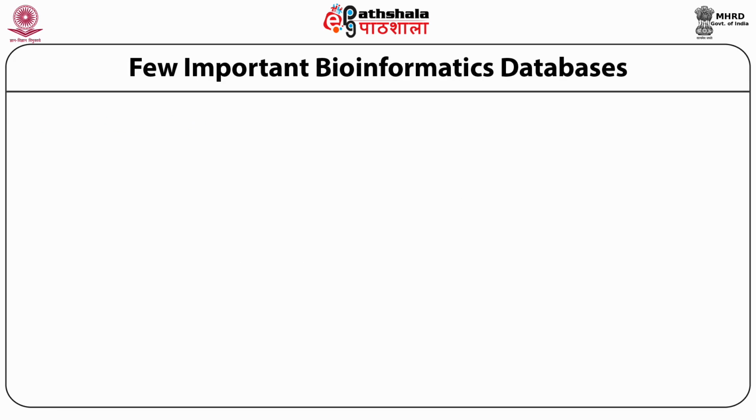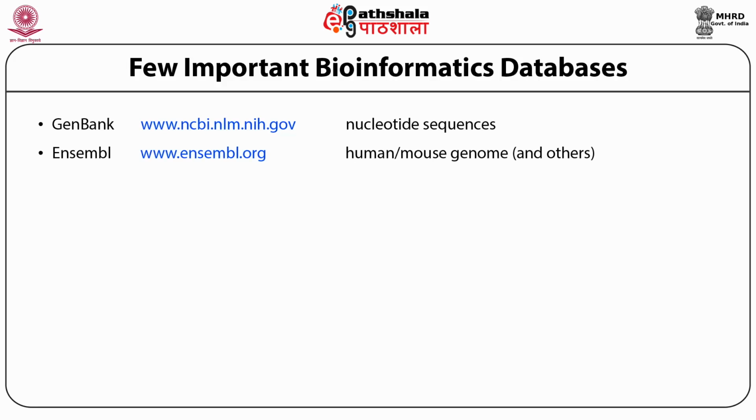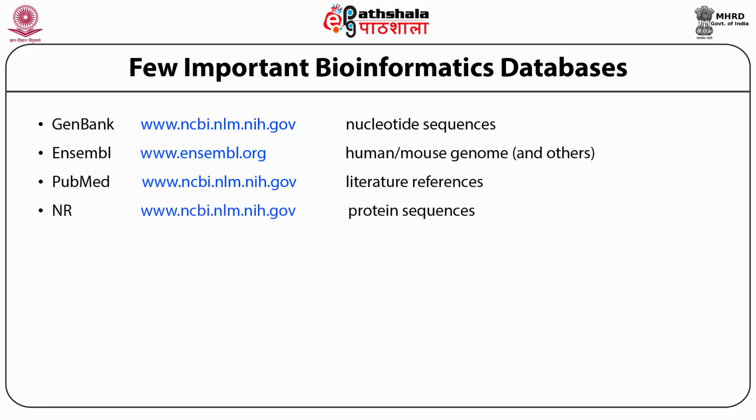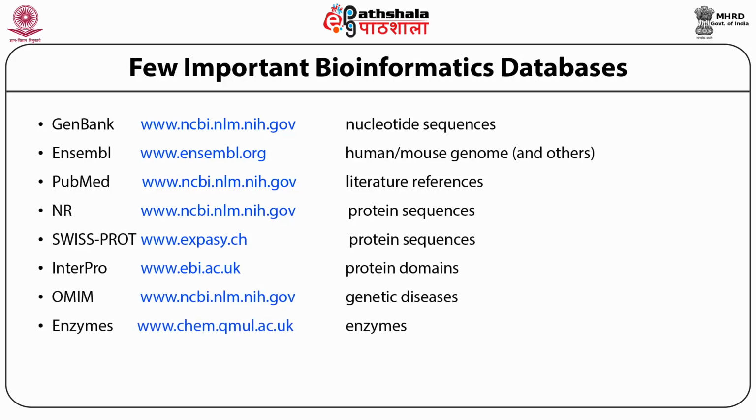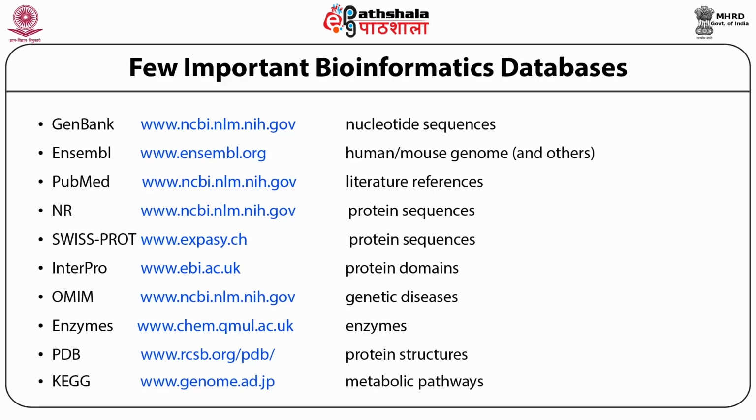We gave the idea about a few important bioinformatics databases, like GenBank having the nucleotide sequences, Ensembl for genomes like human or mouse, PubMed having the literature references, NR and Swiss-Prot for protein sequences, InterPro for protein domains, OMIM for genetic disease, Enzymes for enzymatic information, PDB for protein structure, and KEGG for metabolic pathways. You can find the URLs of all these websites, and it is very user friendly. Anybody can access them from anywhere using the simple internet.